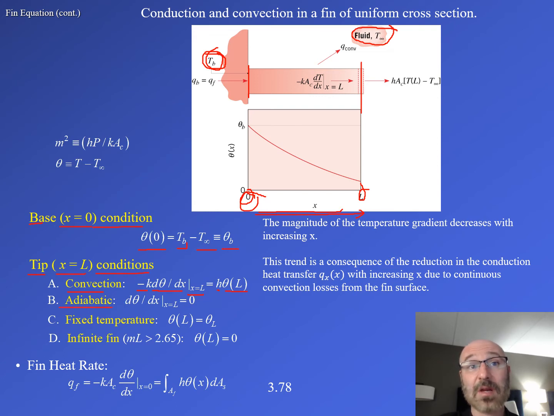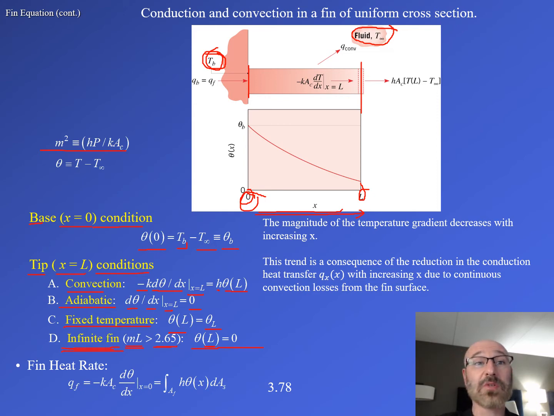For adiabatic in part B, we can see our d theta dx when x is equal to L is equal to 0. And for a fixed temperature, our theta of L is equal to theta sub L. And last, for the infinite fin condition, when m sub L is greater than 2.65, remember this relationship for our m from previously. When we have an infinite fin, when m times L is greater than that 2.65, then our theta at L, when x is equal to L, is equal to 0, because we're going out infinitely, so that would make that equal to 0.